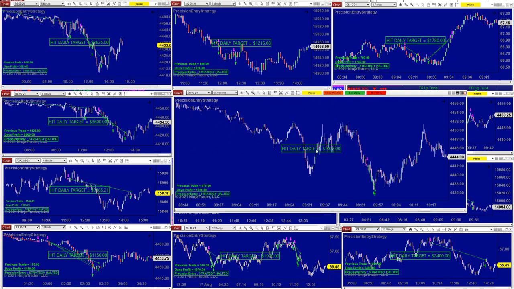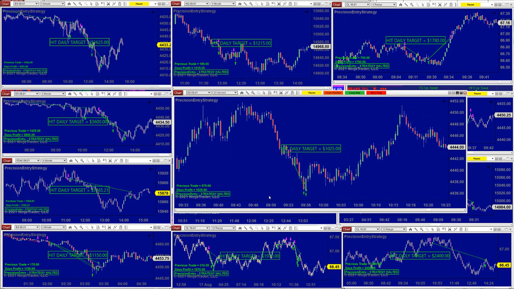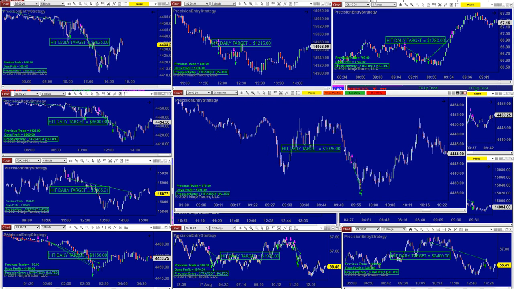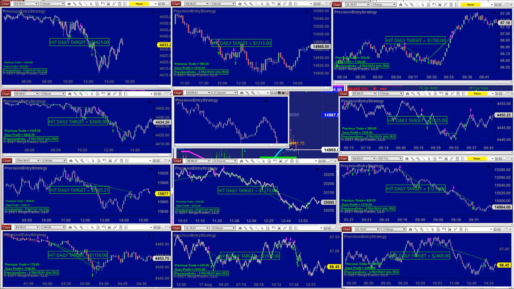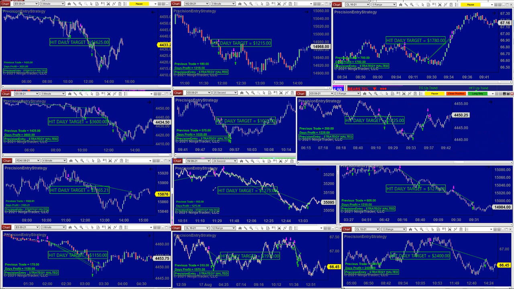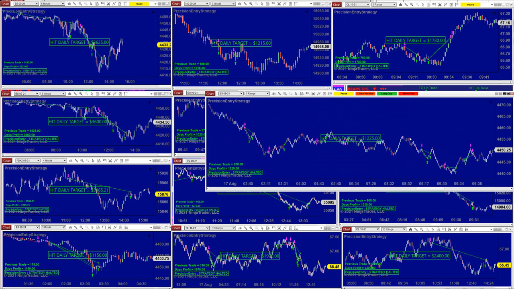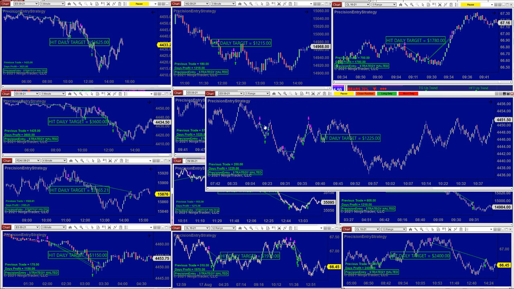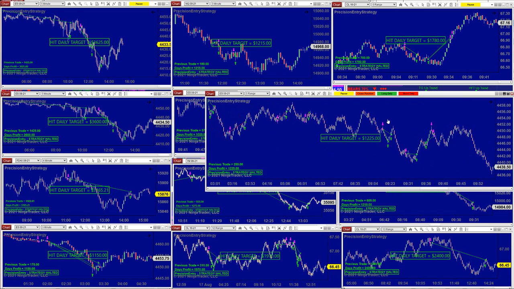For the ES, I like the smaller time frame. And one trade, it was done on $1,000. All of them are on $1,000. This one here is in the scalping mood range, and it's in the scalping mood, same auto trade.